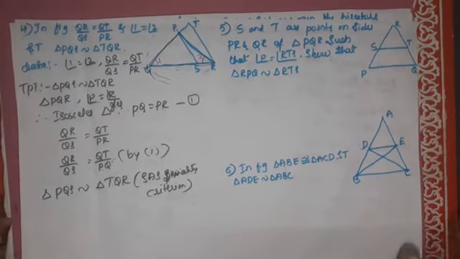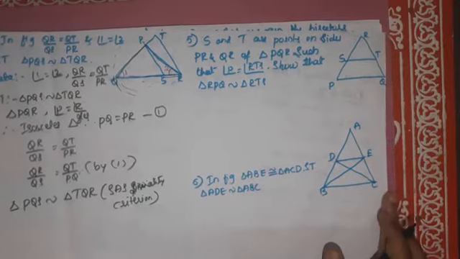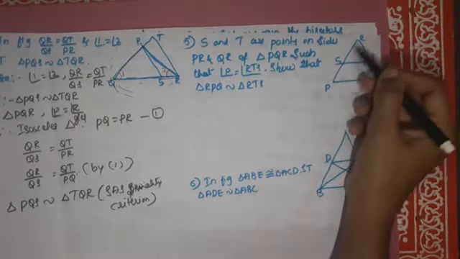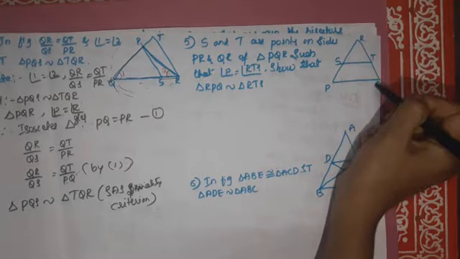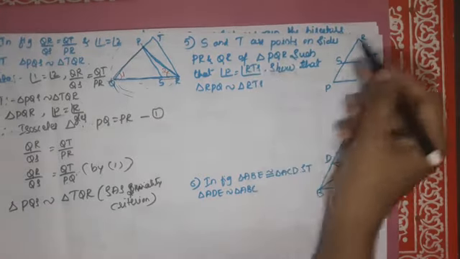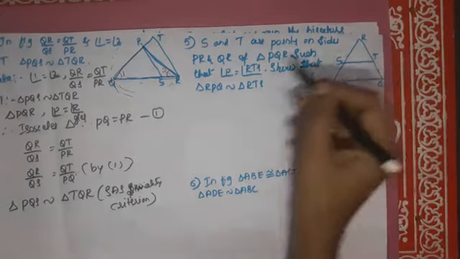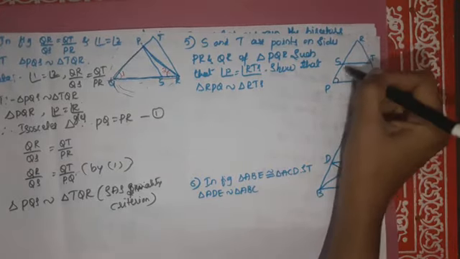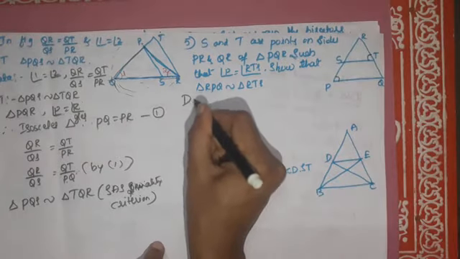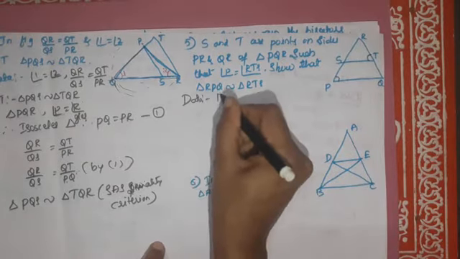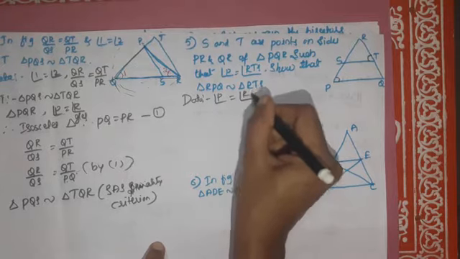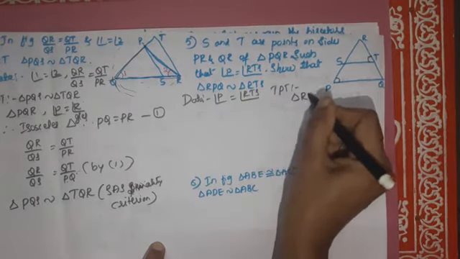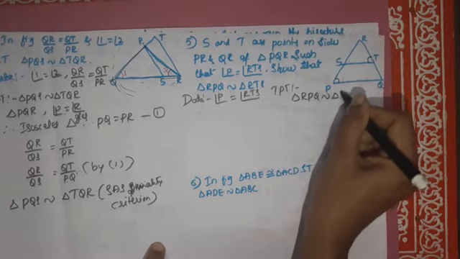So next, fifth question. Here S and T are points on the sides PR and QR of triangle PQR such that angle P equals angle RTS. The data is angle P equals angle RTS. What we need to prove here is triangle RPQ is similar to triangle RTS.